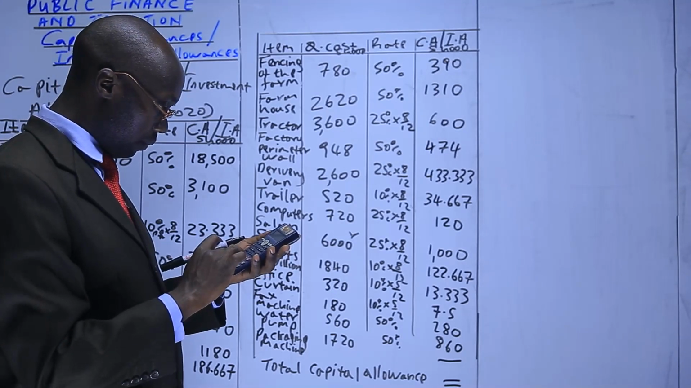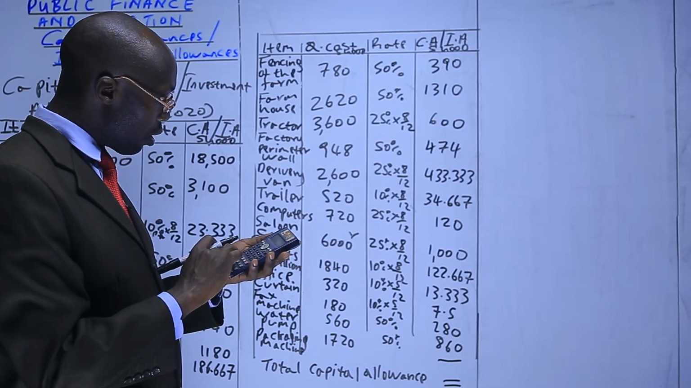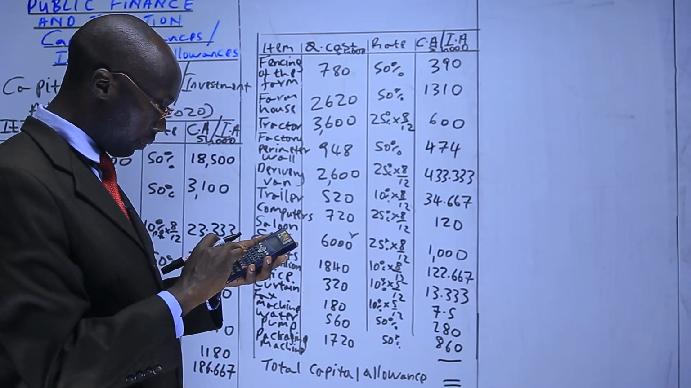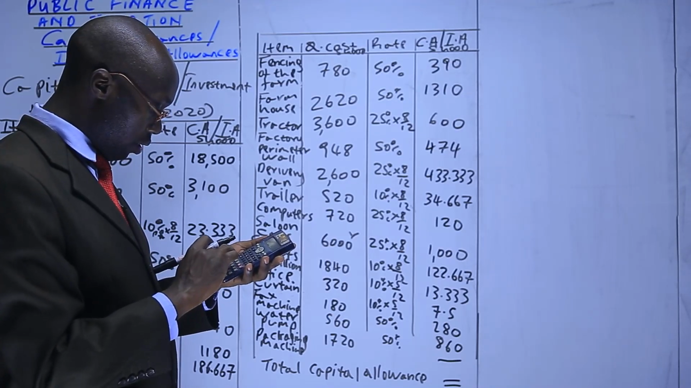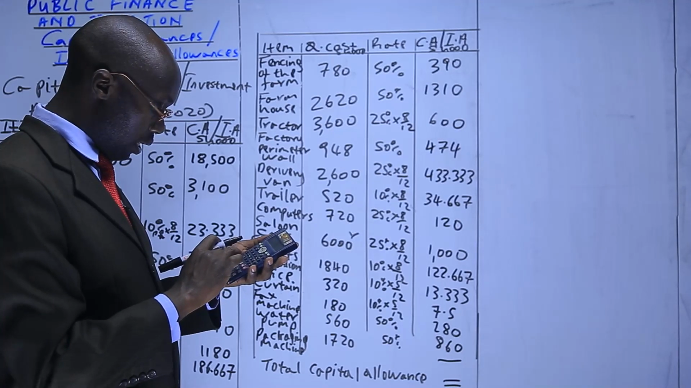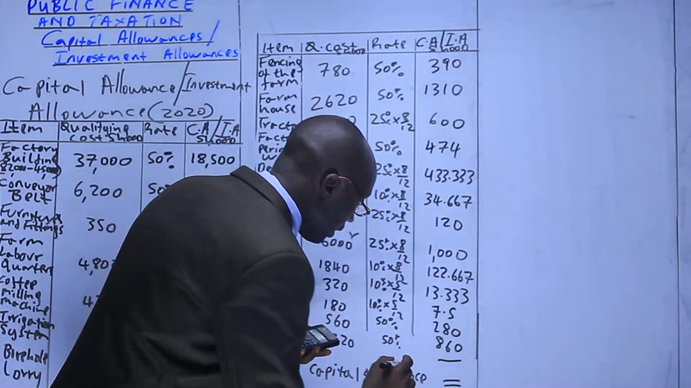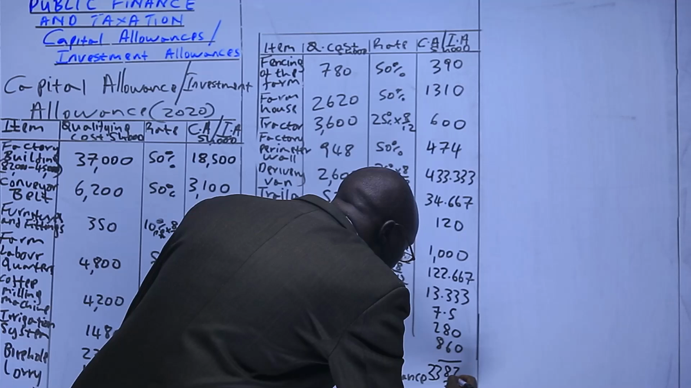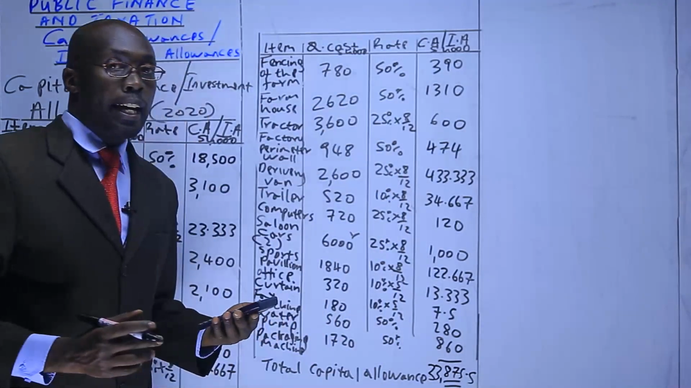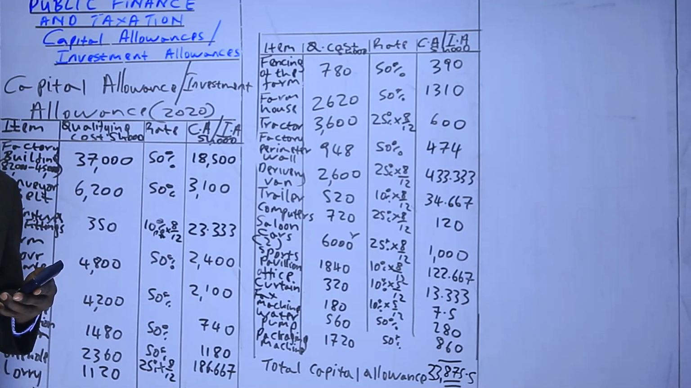Plus 120 plus 1000 plus 122.667 plus 13.333 plus 7.5 plus 280 plus 860 gives you 33,875.5. That becomes the total capital allowance to be claimed by this business in the year 2020, and we have answered the question.